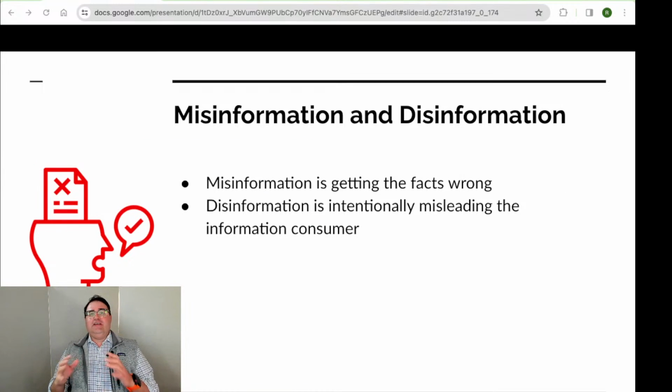So now let's talk about the difference between misinformation and disinformation. There's a very specific difference between these 2 things.